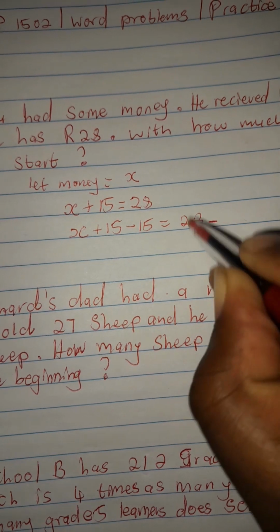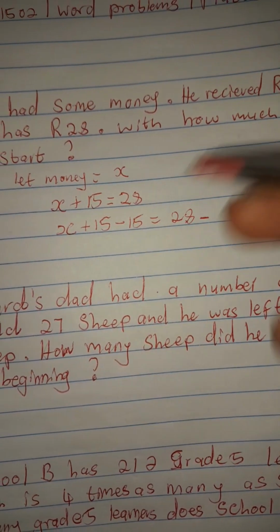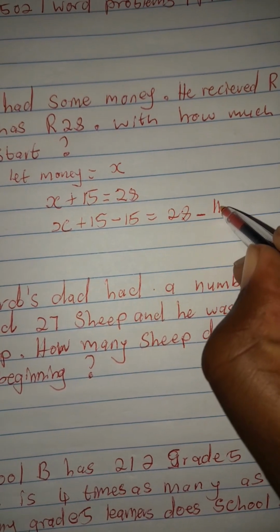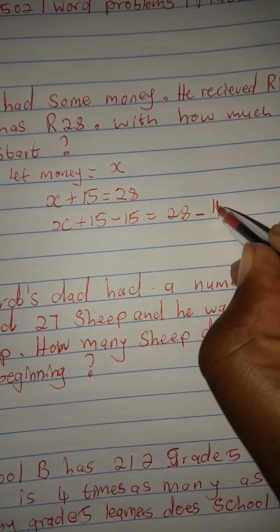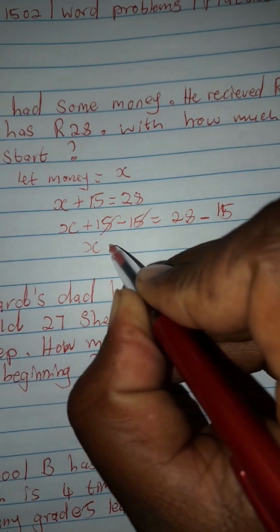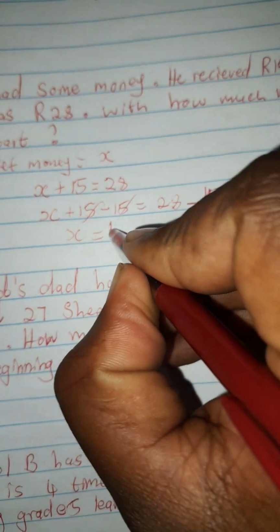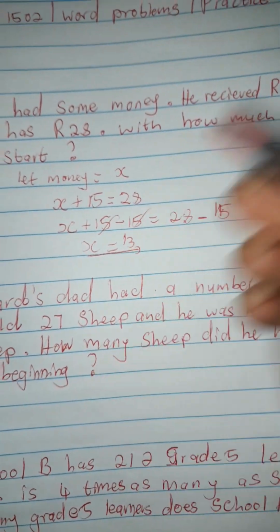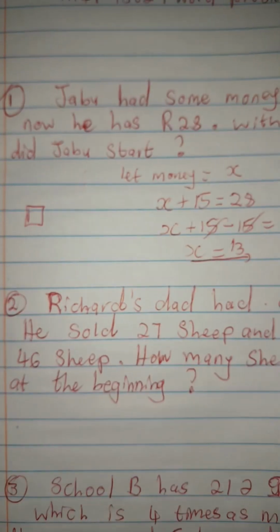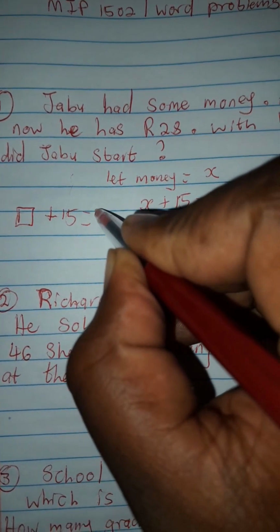We're using the additive laws, those additives and your signs. Work out with your signs, guys. So it's going to be 28 minus 15. This 15 minus 15 is 0, so you're left with X. 28 minus 15 will be 13. If you were to use a grade 4 method, we'll put a box here: box plus 15 equals 28.